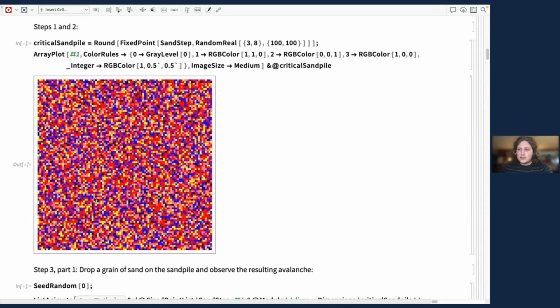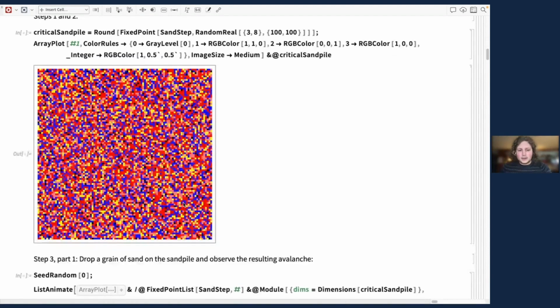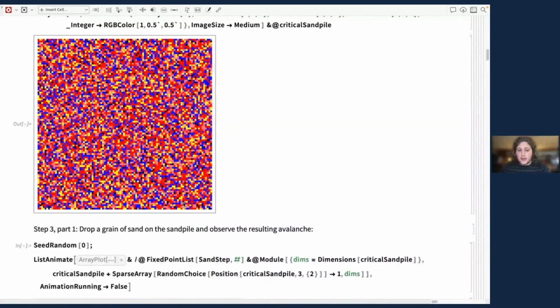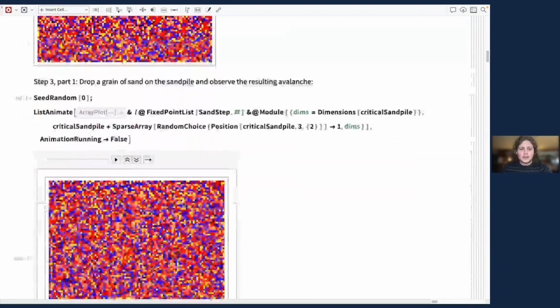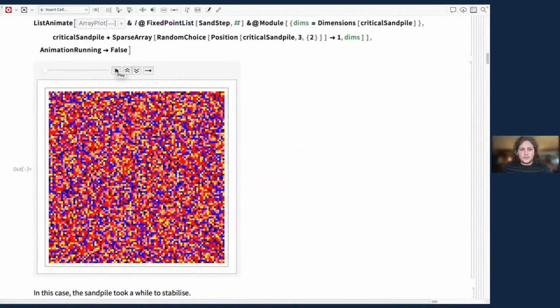So we have this state of the sandpile model, which looks quite random, and you'll just have to trust me that this is a critical state. So now we're going to drop a sand grain on the sand pile, and in this case, I'm just dropping it in the center, and look at what happens.